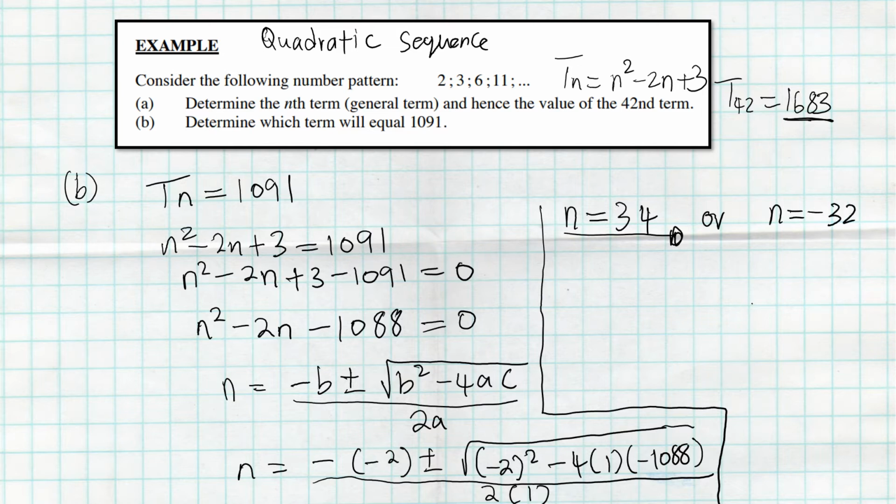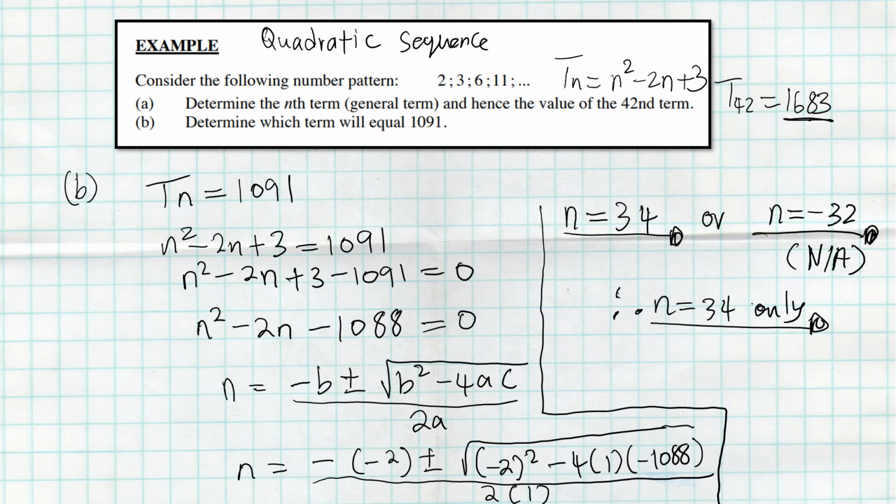negative 32. So don't forget, we said n cannot be negative because n stands for the position and it's always an element of the natural numbers, a positive whole number. So for n equal to negative 32, we're going to write not applicable. It's very important to write that. And also to conclude, n equals 34 only. So it means that the term which will be equal to 1091 will be term 34. Term 34 will be equal to 1091. Okay, so that's basically how we do that.